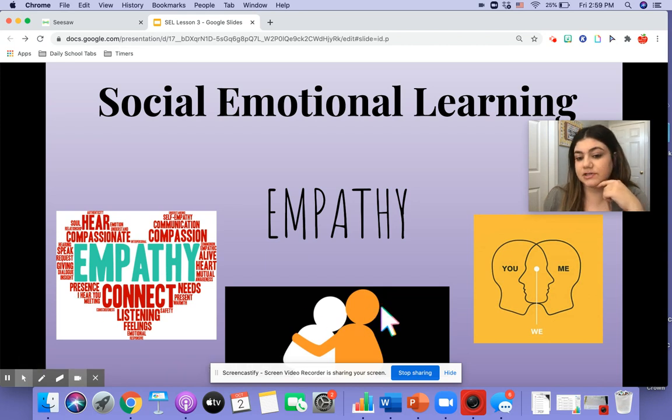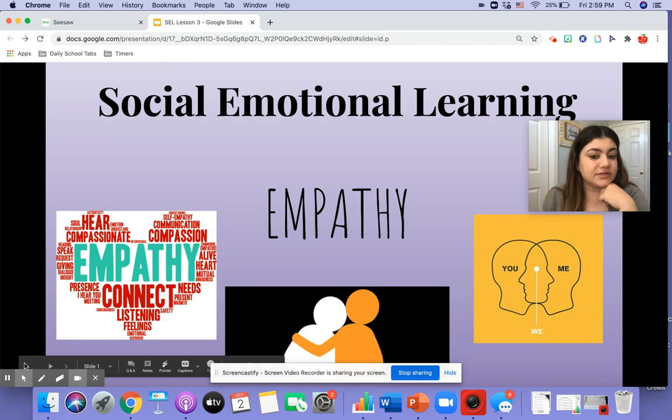In the next picture, you see somebody putting their arm around someone else. Maybe their head is leaning against each other. And in the last picture, you see 2 heads. One says you, one says me, and then together it says we. So keep those in mind while we go through our lesson.